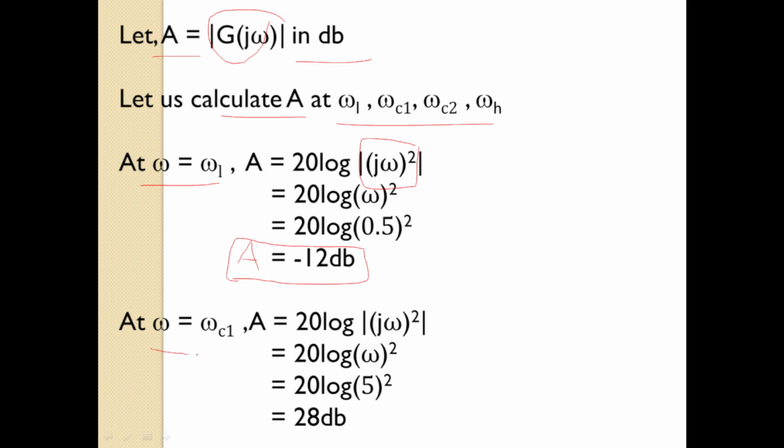Okay. Now, let us consider the first corner frequency, omega equal to omega C1. For the first corner frequency, the formula is the same. A is equal to 20 log of the magnitude of G of j omega. Instead of G of j omega, write down the first factor, that is the derivative factor, j omega square, and simplify it. You will get A equal to 28 decibels. Okay. So, we have got two values now: A equal to minus 12 decibels for omega equal to omega L, and for omega equal to omega C1, A equal to 28 decibels.